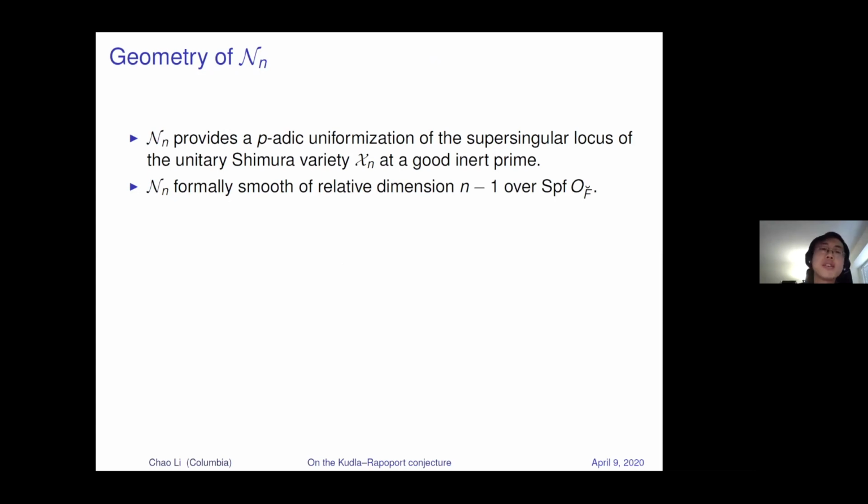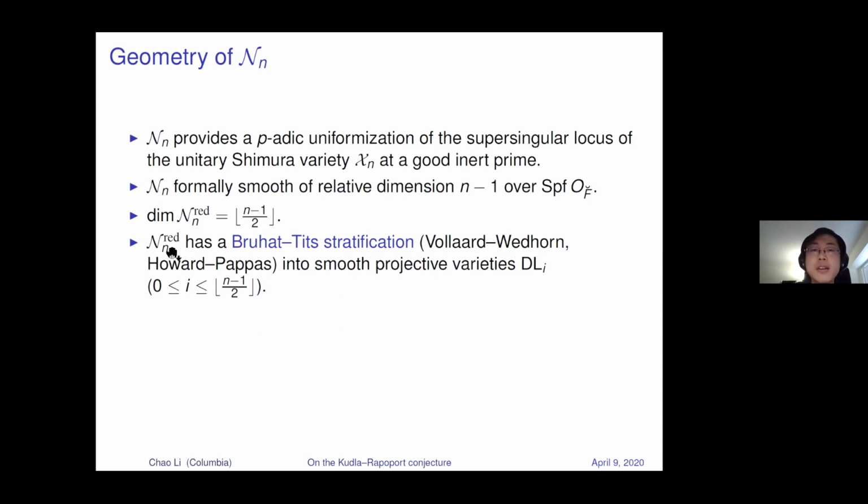Okay, but the geometry of this Rapoport-Zink space is quite complicated. Okay, to illustrate that, first I can compute the reduced subscheme of this Rapoport-Zink space. Okay, it's in fact essentially half dimensional, (n-1)/2, take the floor of (n-1)/2. So you can see that this formal scheme is highly non-reduced. Okay, so there are many directions that are completely formal without physical points, which makes the computation of intersection numbers quite complicated. Okay, but fortunately, the reduced subscheme we have very good understanding of.